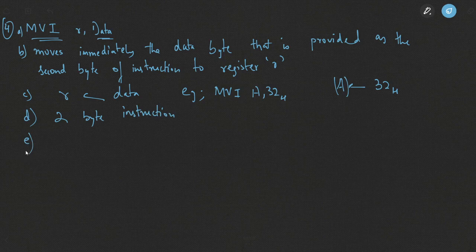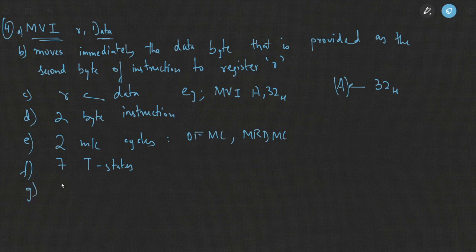E, how many machine cycles do you have? You'll be having again 2 machine cycles. And what will these 2 machine cycles be? You have the opcode fetch machine cycle and memory read machine cycle, because you are actually moving this data to the register R, but this data is actually stored in the memory, so we are actually reading from the memory location. F, with 2 machine cycles, opcode fetch and memory read, it will have 7 states. G, it will have 2.24 microseconds of execution time.